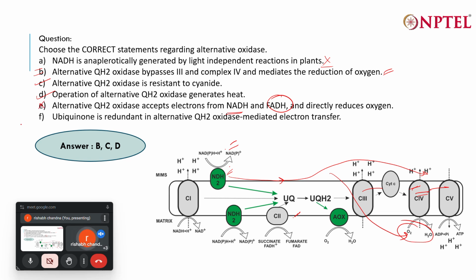Then ubiquinone is redundant in alternative QH2 oxidase mediated electron transfer. No, this can be correct actually, because ubiquinone also acts as a molecule that transfers electrons to the alternative oxidase. Okay, so this is partially correct and partially false. Okay, so the correct answers are B, C, and D. Okay, so any doubts in this question?